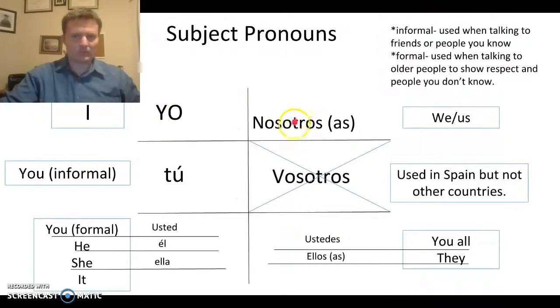However, the ones over here, nosotros, only means one thing. The yo only means one thing, and the tú only means one thing. So it's not as important to include them when speaking. It is included sometimes, and sometimes it's not. Sometimes it's included just to put emphasis on what you're saying. But anyways, these are the subject pronouns, and hopefully this helps you a little bit to better understand them.